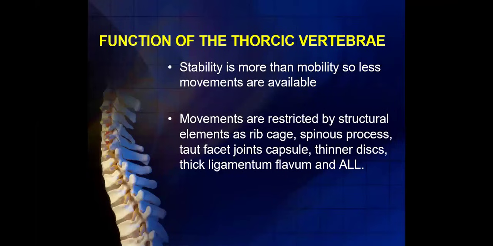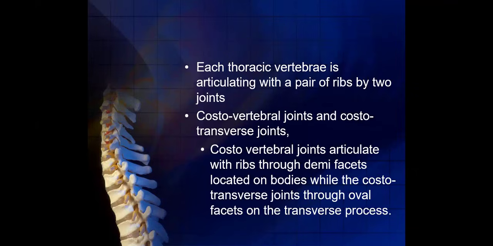So, what are the functions of the thoracic vertebra? Stability is more than mobility, so less movement is available. Movement is restricted by structural elements such as the rib cage, the spinous process length, the facet joint capsule, thinner disc, thick ligamentum flavum, also known as the yellow ligament, and the anterior longitudinal ligament.